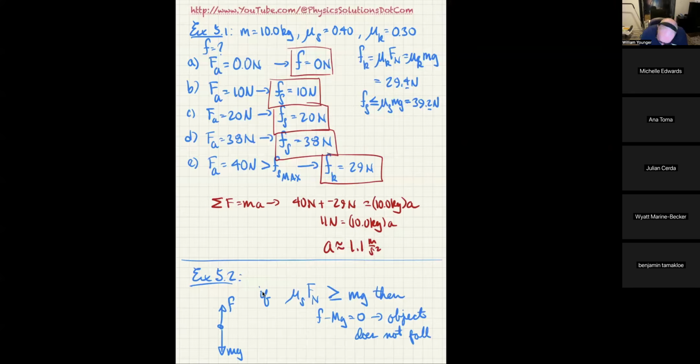What I was doing here was applying a force F applied, and from that I was getting a normal force Fn, where F applied equals F normal. So as long as I get it such that mu sub s times the normal force is greater than or equal to mg, then the object's not going to slide down the wall. Anybody have any questions on that?